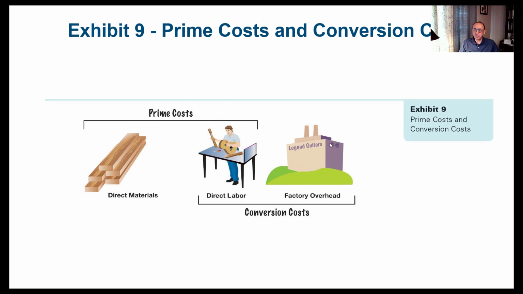On the other side we have the conversion cost, and that's the cost related to converting the material into a product. That includes the direct labor and the factory overhead, because without the direct labor and the factory overhead, the raw material cannot be converted into a final product. You can see here that direct labor is common between prime cost and conversion cost. It can be considered prime cost, and at the same time can be considered conversion cost. But direct material is always a prime cost, and factory overhead is always a conversion cost.